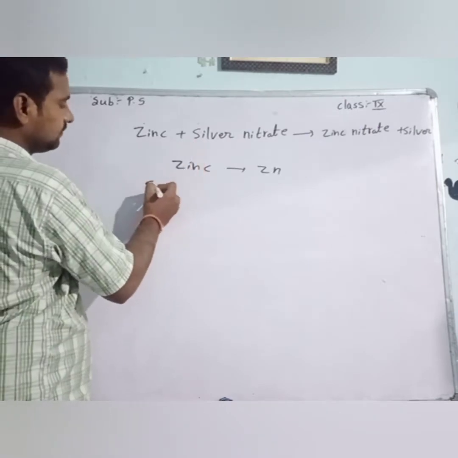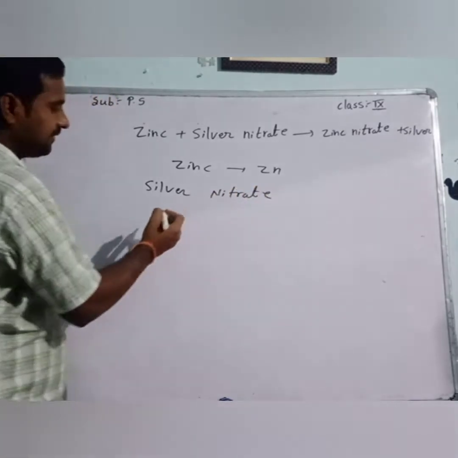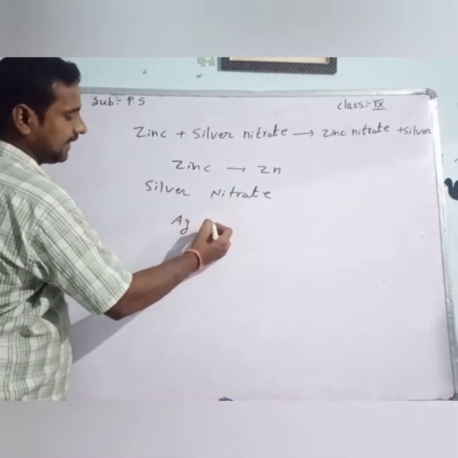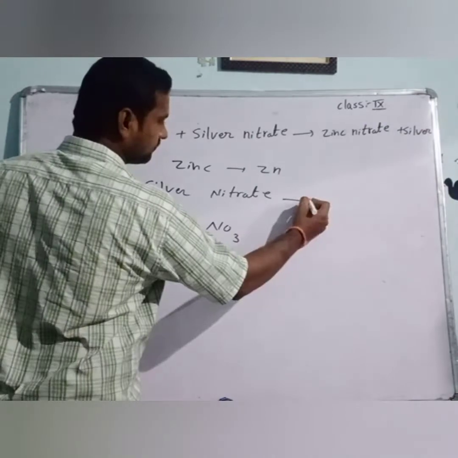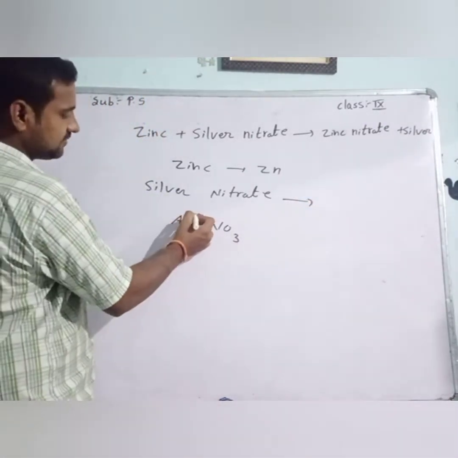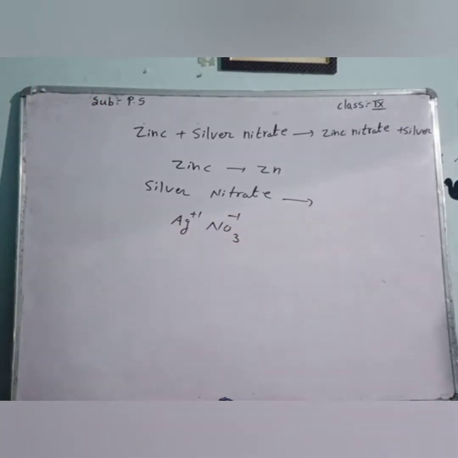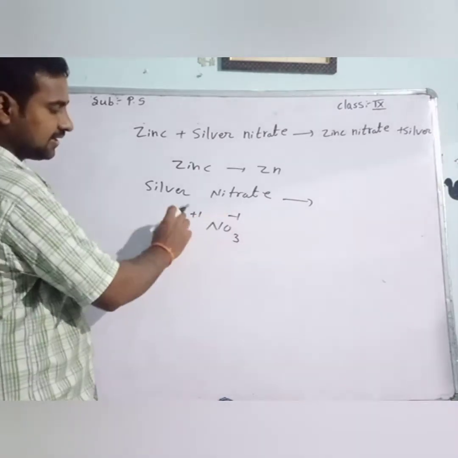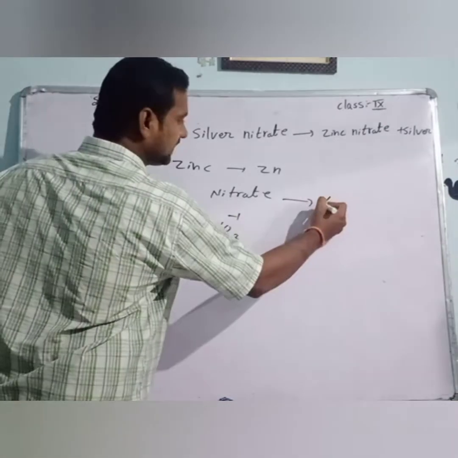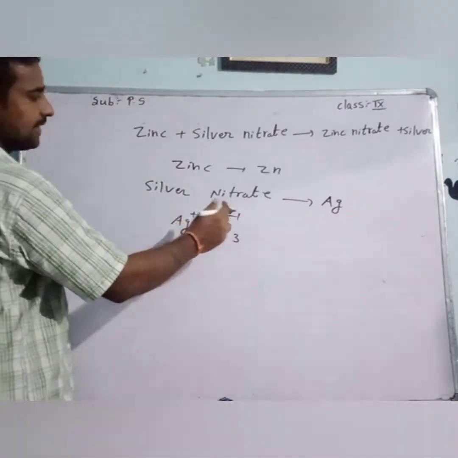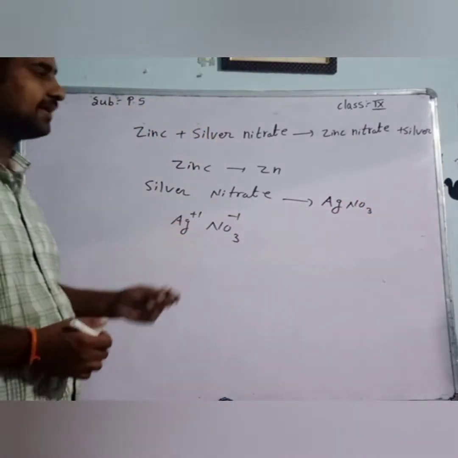Silver nitrate. The silver formula is Ag and the nitrate formula is NO3. But Ag has valency plus 1, or charge plus 1, and NO3 has valency minus 1. By using the crisscross method, the interchanging of the valency, we get Ag 1, NO3 also 1. So what is the formula for silver nitrate? AgNO3. AgNO3 is the formula for silver nitrate.